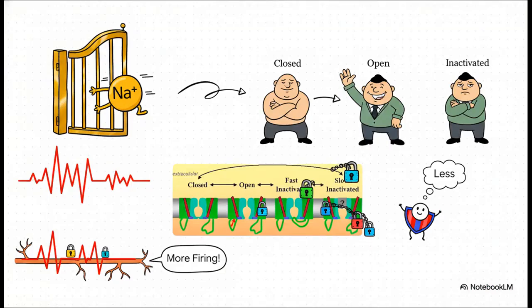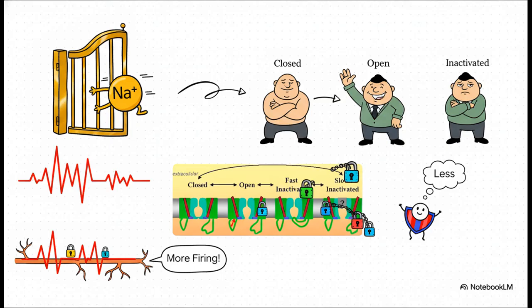So these sodium channels are basically the gatekeepers for the action potential. Think of them as having a three-part cycle. They're closed when the neuron is resting. They flick open to let sodium rush in, which kicks off the spike. And then, crucially, they enter an inactivated state where they can't open again for a little while. It's like a built-in pause button.